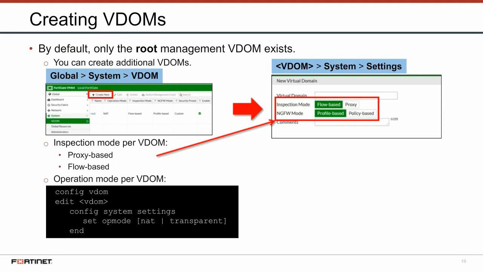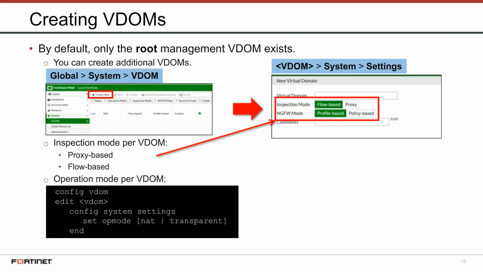After enabling VDOMs, by default, only one VDOM exists, the root VDOM. It's the default management VDOM. You need to add a VDOM for each of your security domains. If you're an MSSP, for example, you might add one VDOM for each client company. If you are an enterprise business, you might add one VDOM for each division of your company.